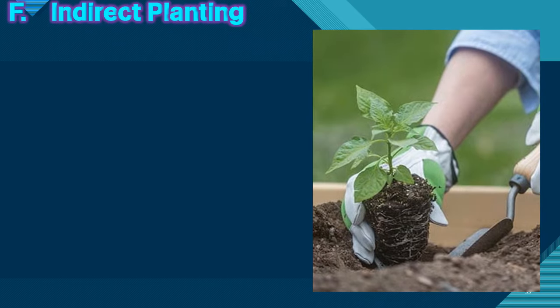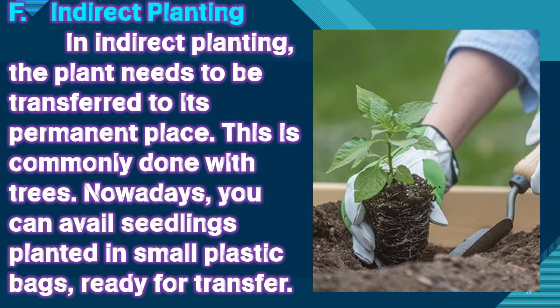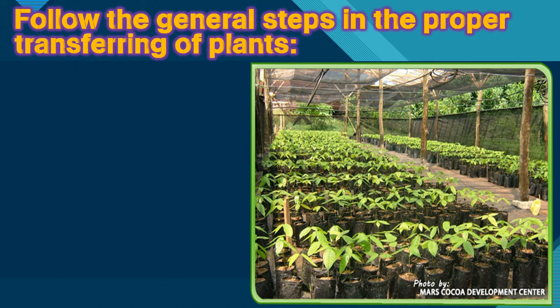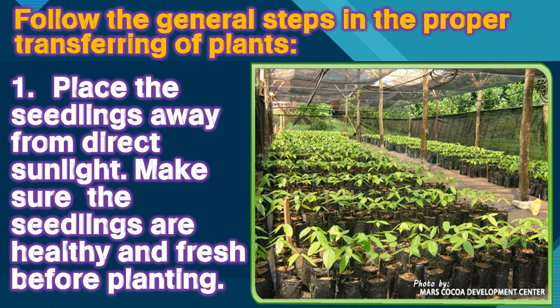6. Indirect planting. In indirect planting, the plant needs to be transferred to its permanent place. This is commonly done with trees. Nowadays, you can avail seedlings planted in small plastic bags, ready for transfer. Follow the general steps in the proper transferring of plants. 1. Place the seedlings away from direct sunlight. Make sure the seedlings are healthy and fresh before planting.